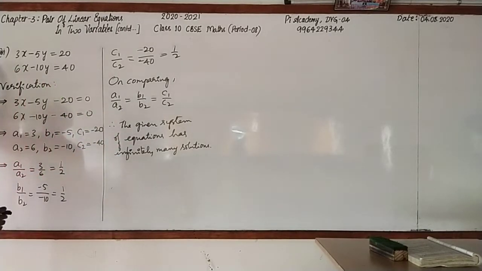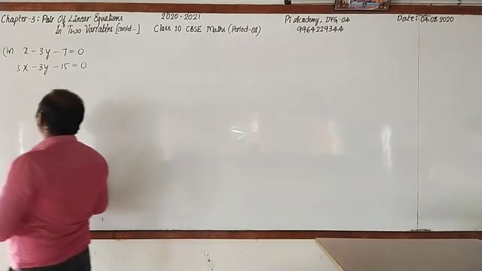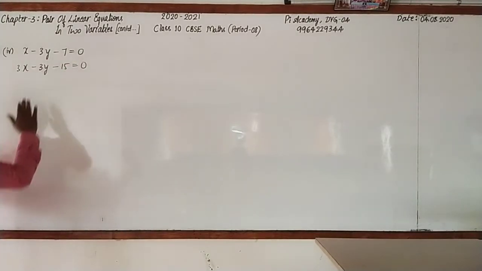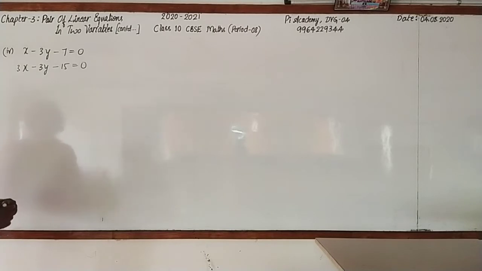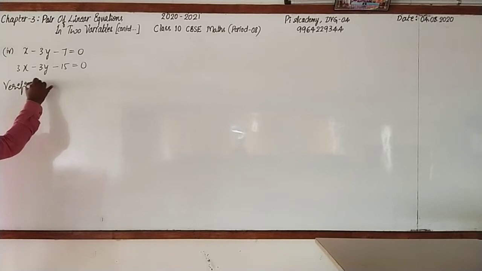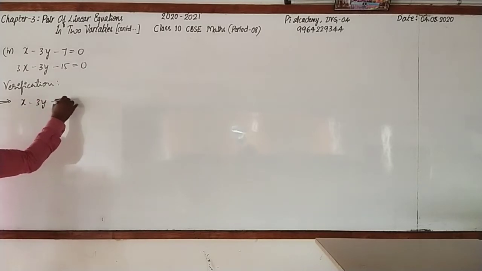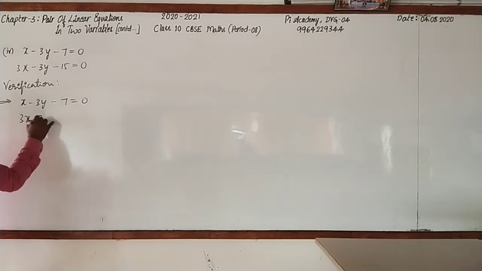Observe and check whether you have written from here to there. Fourth one, please go through this. Here x minus 3y minus 7 equal to 0 and 3x minus 3y minus 15 equal to 0. So first let us verify whether they have a unique solution or not. Are the given equations in standard form? Yes, of course. So you can write them as it is: x minus 3y minus 7 equal to 0, then 3x minus 3y minus 15 equal to 0.